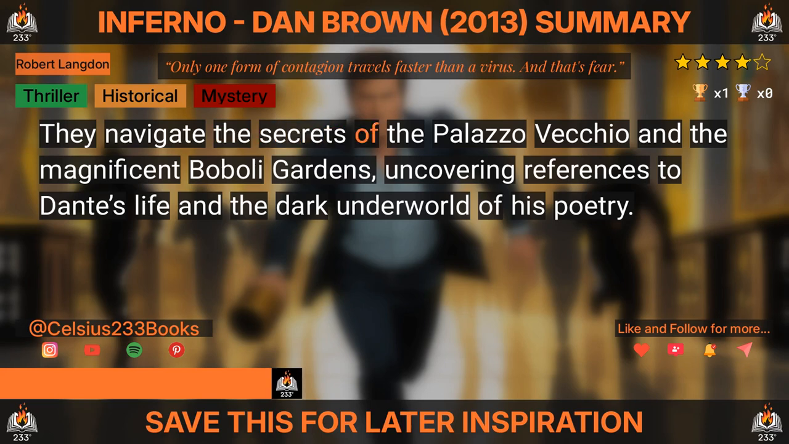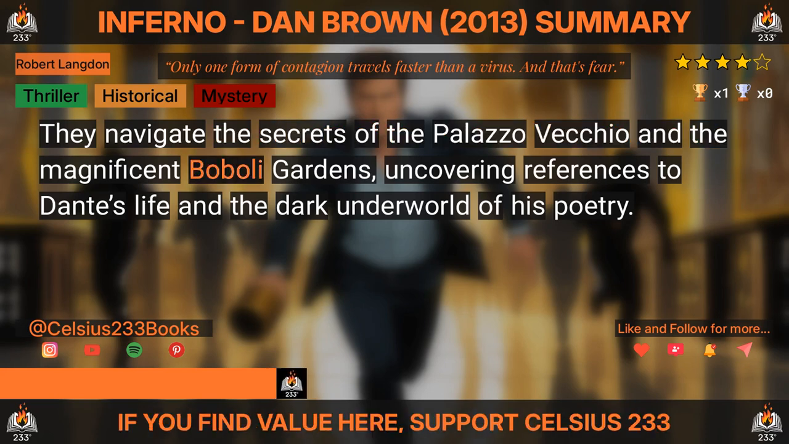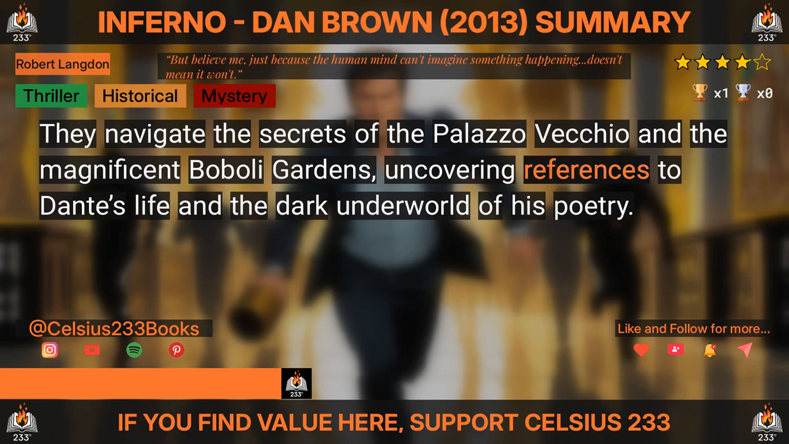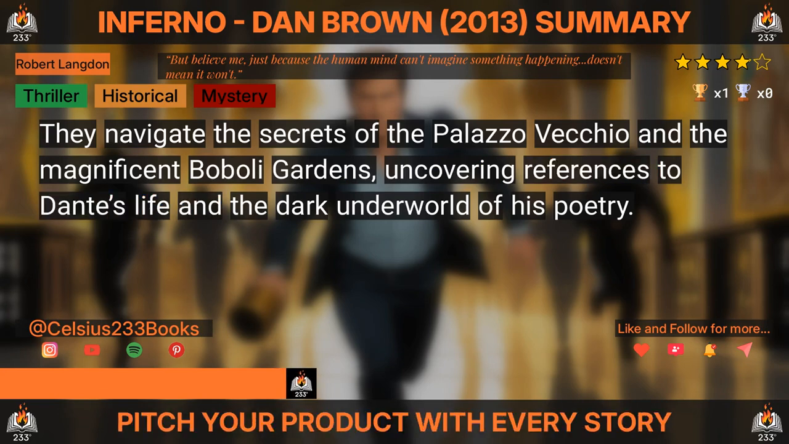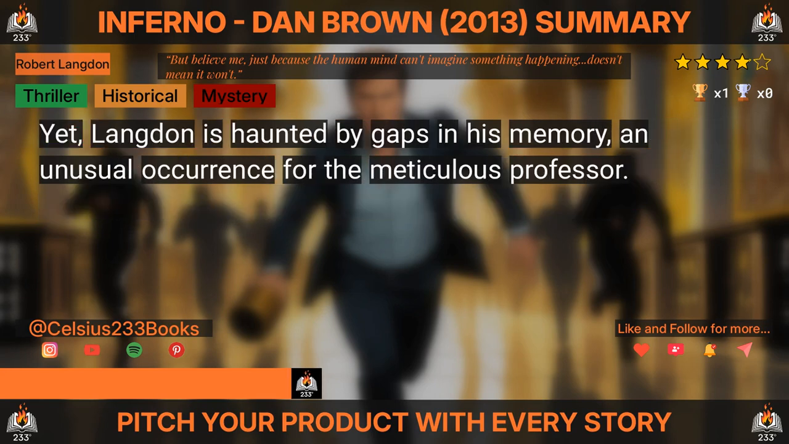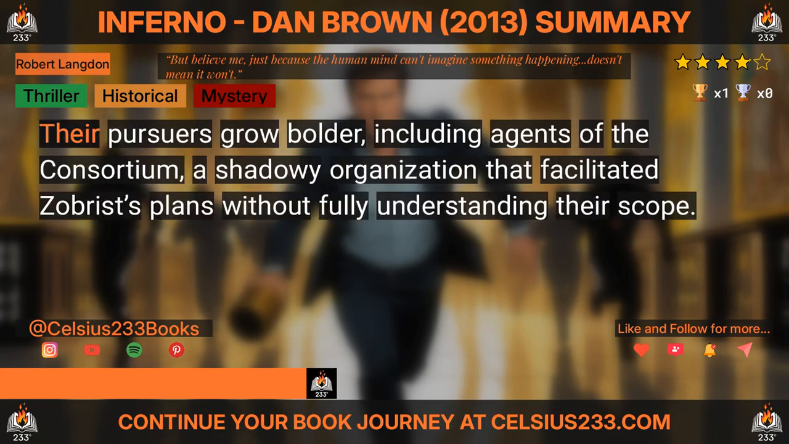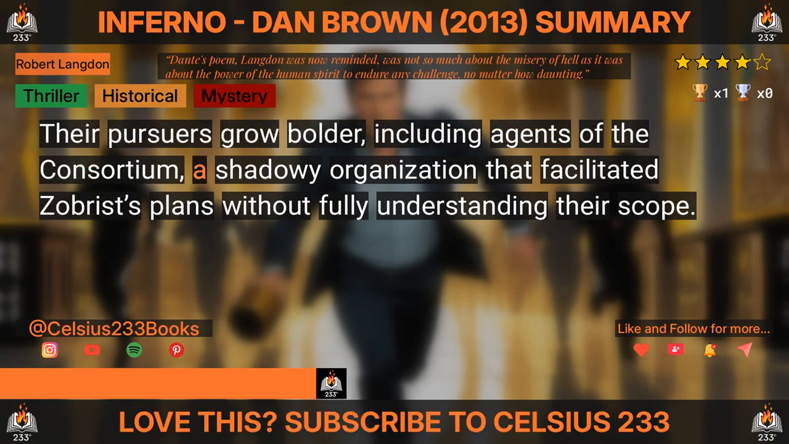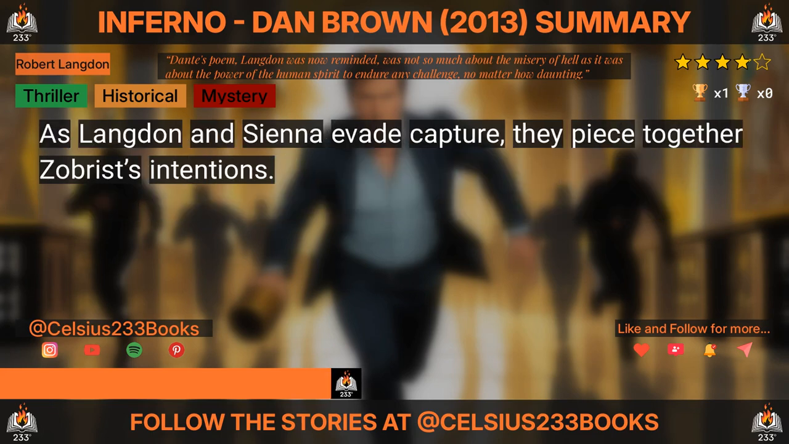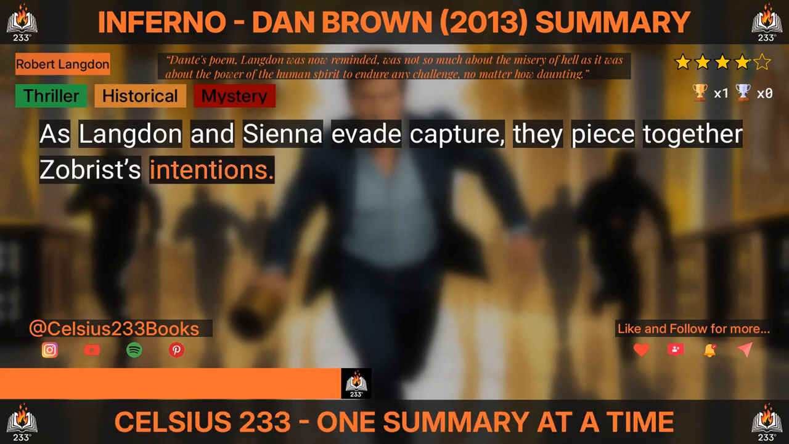They navigate the secrets of the Palazzo Vecchio and the magnificent Boboli Gardens, uncovering references to Dante's life and the dark underworld of his poetry. Yet, Langdon is haunted by gaps in his memory, an unusual occurrence for the meticulous professor. Their pursuers grow bolder, including agents of the Consortium, a shadowy organization that facilitated Zobrist's plans without fully understanding their scope. As Langdon and Sienna evade capture, they piece together Zobrist's intentions.